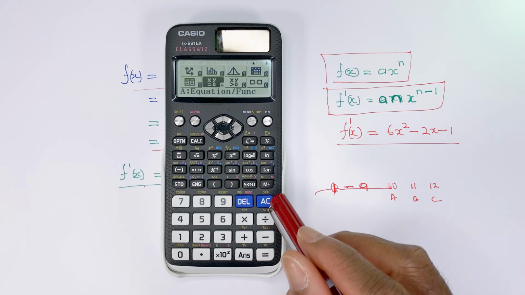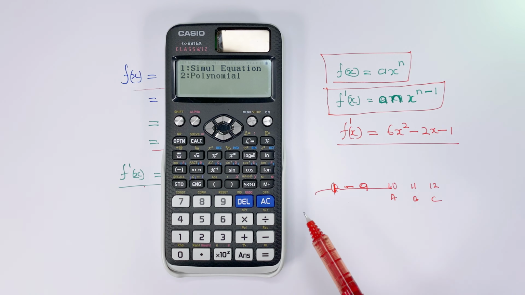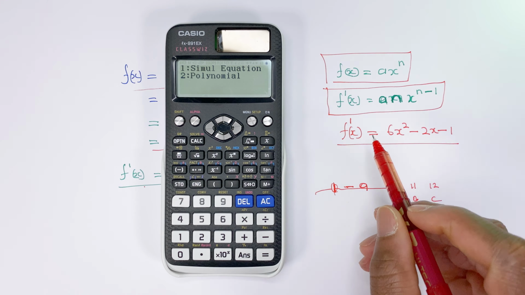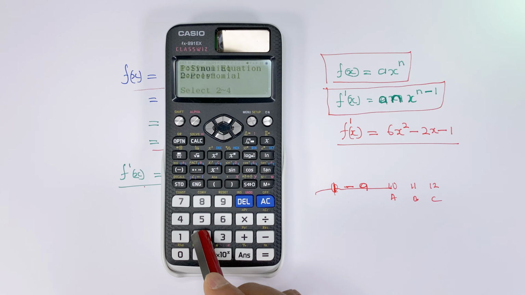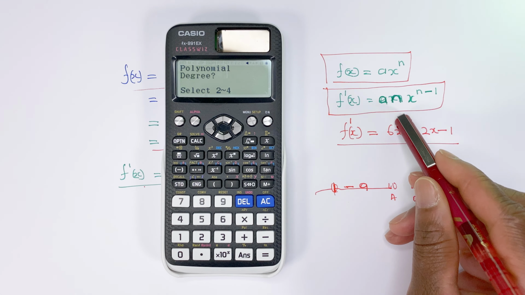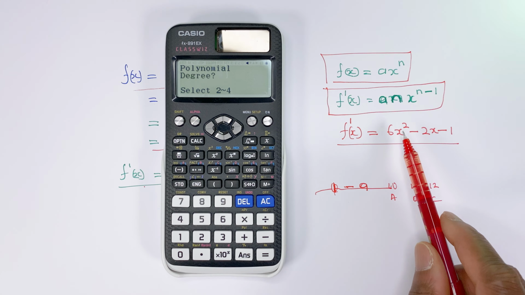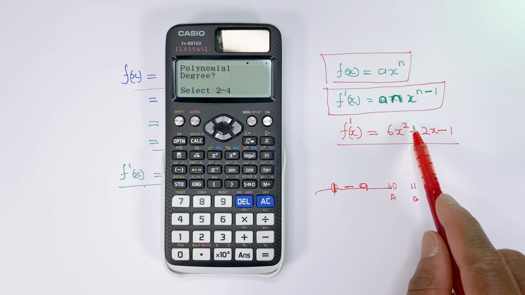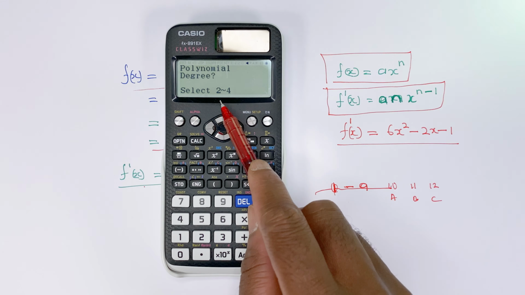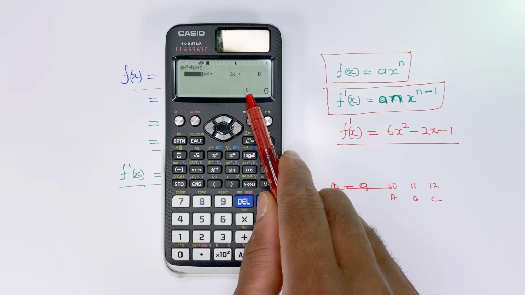Now when you get to A, press equals, that's enter. Because we're solving a quadratic, which is a polynomial, you select 2. The exponent is 2, so the degree of the polynomial is 2, and that's what they're asking here: is it a 2-degree polynomial or 3 or 4? This is 2, so you press 2. Now you can see a quadratic expression.